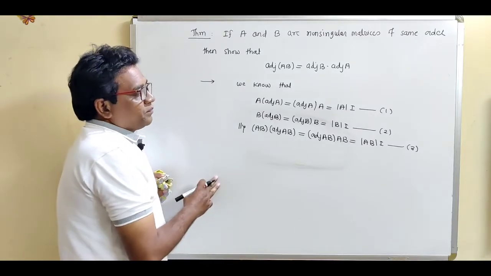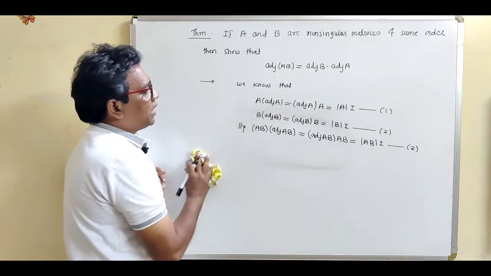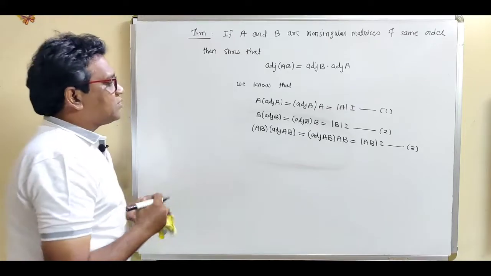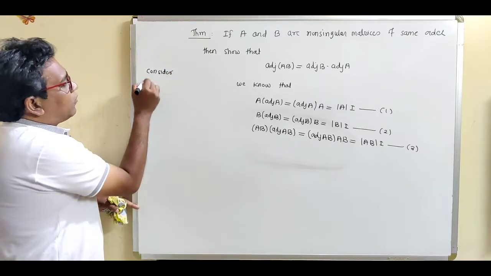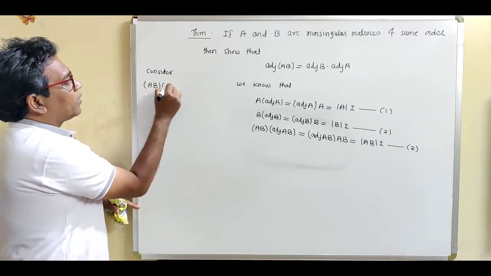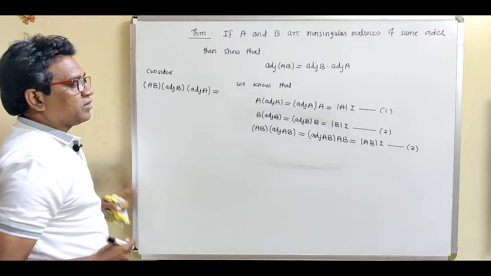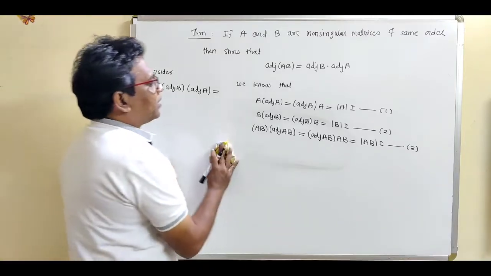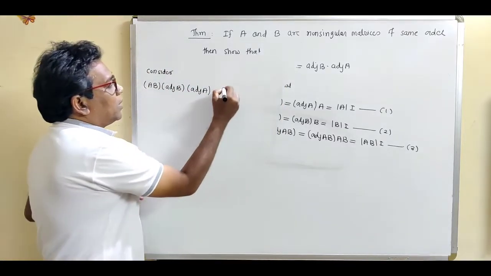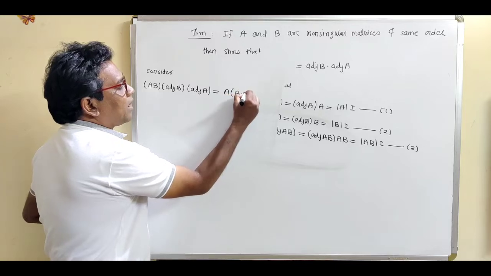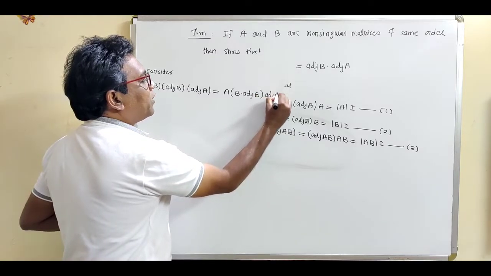Now we want to show that this adjoint of AB is the same as adjoint of B into adjoint of A. So let us consider this product. So write down, consider, now find out this product AB into adjoint of B into adjoint of A. This is equal to, now associate B and adjoint of B in one bracket, into, write down this adjoint of A as it is.